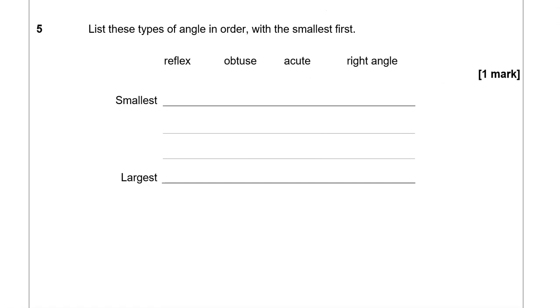List these types of angle in order with the smallest first. So we've got reflex, obtuse, acute and right angle. Acute, just like cute, small, little. So acute is the smallest. Then we have right angle, which we know is 90 degrees. So this was smaller than 90. This is 90. Now greater than 90, obtuse. And some people like to link that with obese.